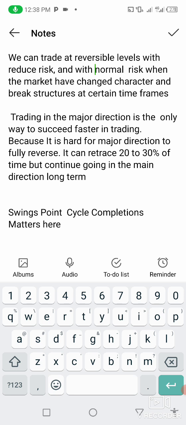Swing point cycle completion matters here. I'm going to treat this topic in a more formal way on the MT5, because it is one of the, let me call it, psychological tricks that brokers use to keep you losing for several years. Yes, it's possible you can lose all your money throughout your trading life. It's possible because of this swing point cycle completion. I'm going to talk about it shortly when I go to the MT5. Okay, listen.